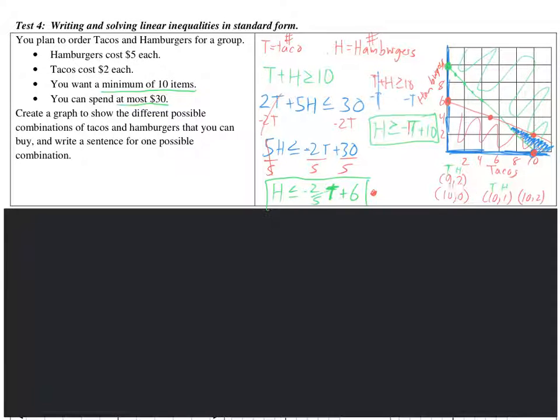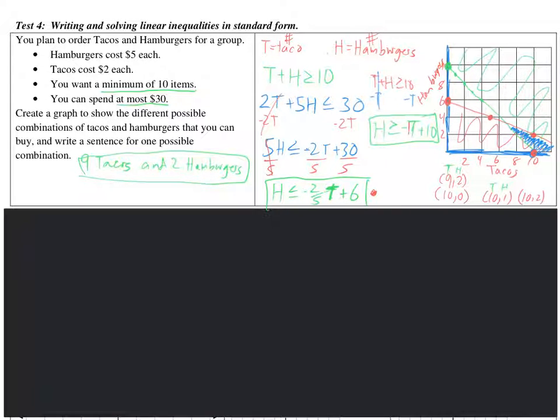So for this last sentence, you got to choose any of these or more and say those are your possible combinations. So we just choose one. I'm going to choose this one, 9, 2. So what would work is I could have 9 tacos and 2 hamburgers. You don't need a full sentence. It could be a phrase. That's what would work. 9 tacos and 2 hamburgers. Now, could I, again, put 10 tacos and 0 hamburgers? Could I put any of these sets of numbers? Yeah.